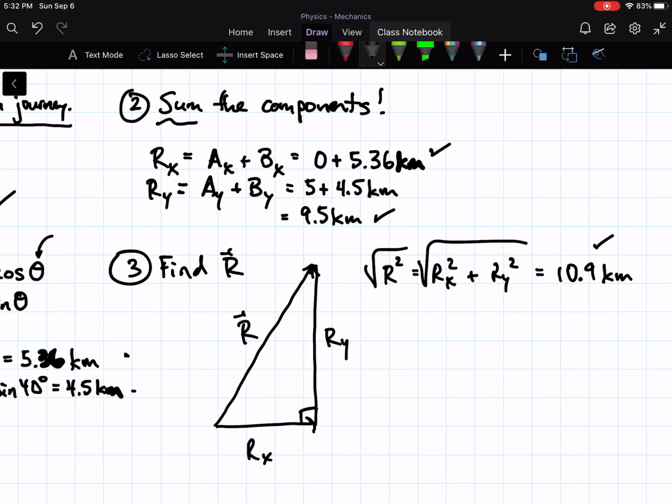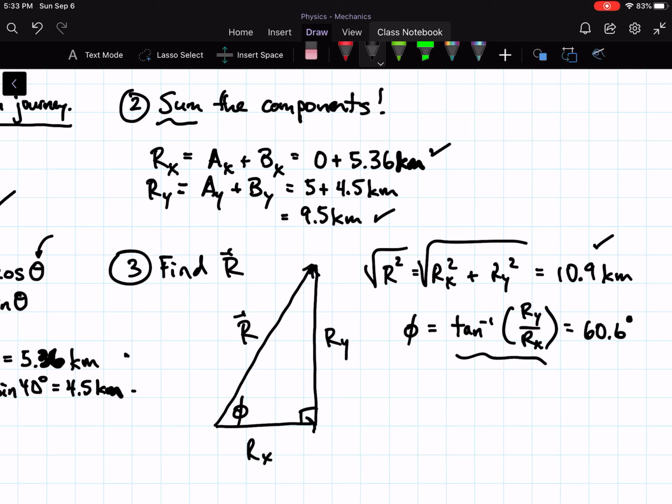We're only one step away from, well, maybe two steps away from being completely done. If we call this angle in here phi, the Greek letter phi, well then phi is the inverse tangent of Ry over Rx. Okay, if you plug in those numbers, you will get 60.6 degrees.